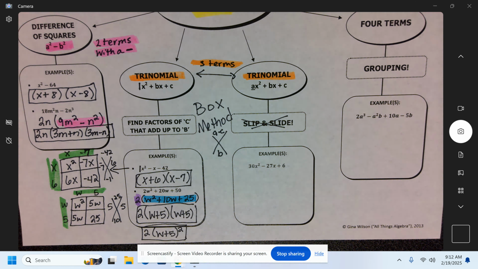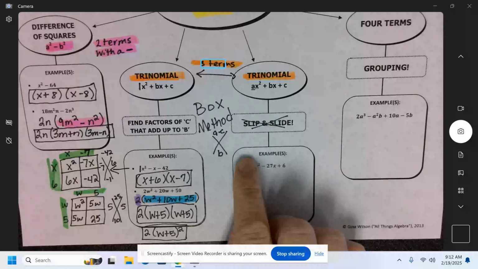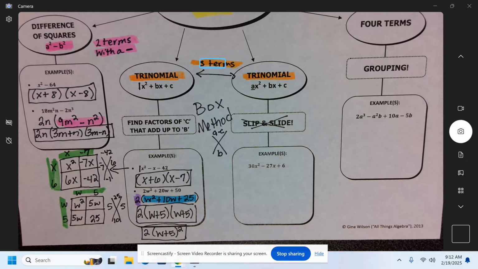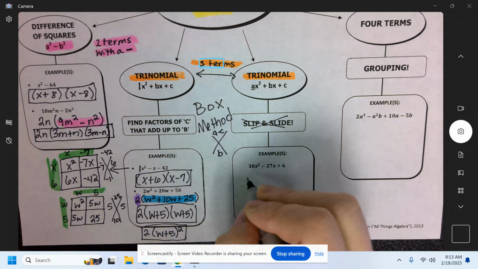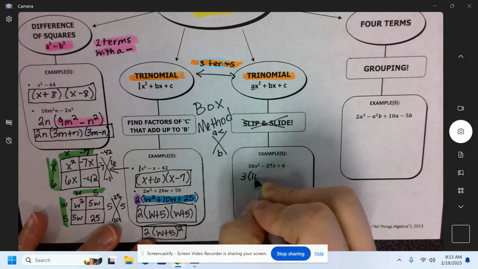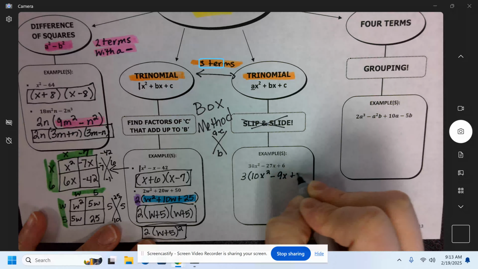Alright guys, so we're going to finish up our factoring chart here, and we're going to finish talking about if we have a trinomial, so if we have three terms, okay? Now, in this example over here, we've already looked at when we could either take out a greatest common factor and make that coefficient 1, or it was already a 1. But in this case, we're going to look at this one and we're going to say, okay, is there a greatest common factor that I could take out of 30, 27, and 6? And there is. It is actually the number 3. So if we take out that 3, that's going to leave us with 10x squared minus 9x plus 2.